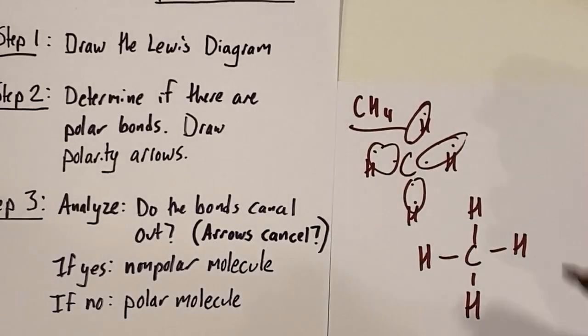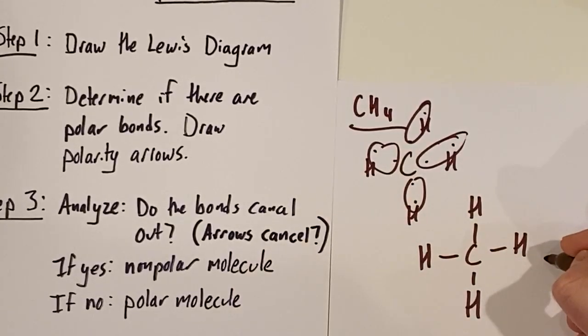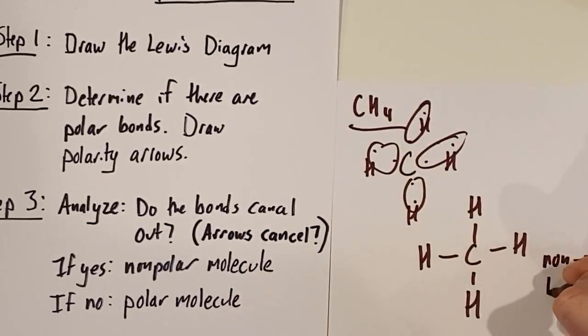How do we diagram a nonpolar bond? Do we use an arrow? No. We just can say this is a nonpolar bond, because the carbon-hydrogen bond is nonpolar. It will always be nonpolar.